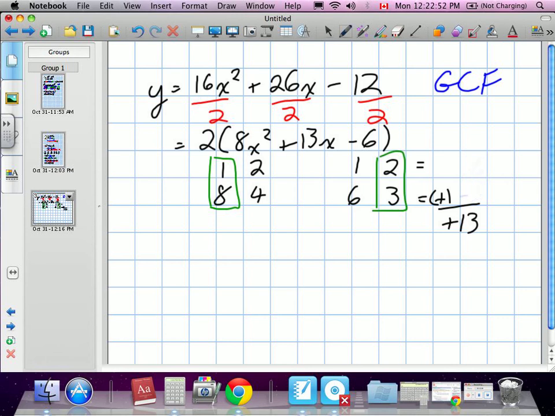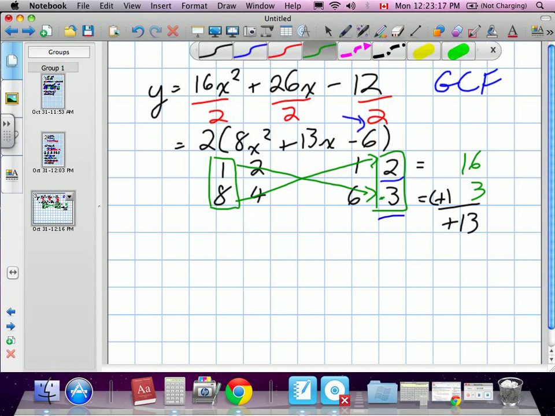Now remember, I multiplied the 8 times 2 to get 16, and 1 times 3 to get 3. Our 3 needed to be negative, so that means this term here, in our column, is going to be negative. And just to double check, positive 2 times negative 3 is negative 6. Remember, it has to multiply to that. Now when we put it in our brackets, I cannot forget my common factor that I've had on the outside.